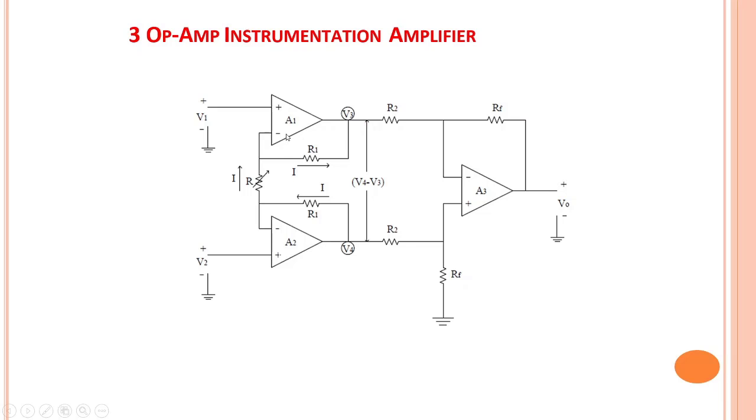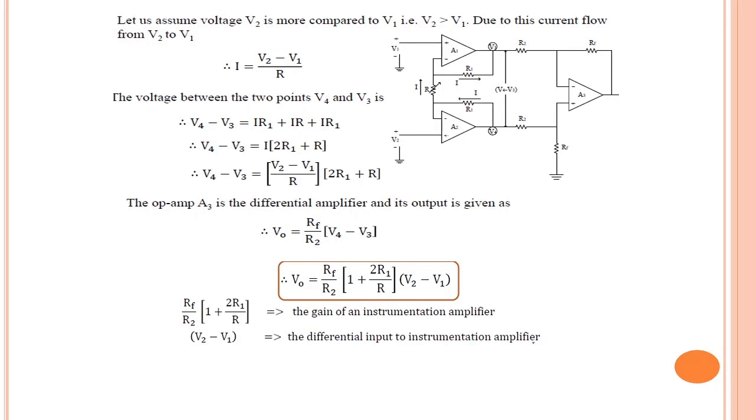Hence, it is preceded by two non-inverting configurations. Here, these two non-inverting configurations are connected with two feedback resistors R1, one for each of A1 and A2, and one variable resistor R in order to make a variable gain of the instrumentation amplifier. This instrumentation amplifier can be analyzed very easily.